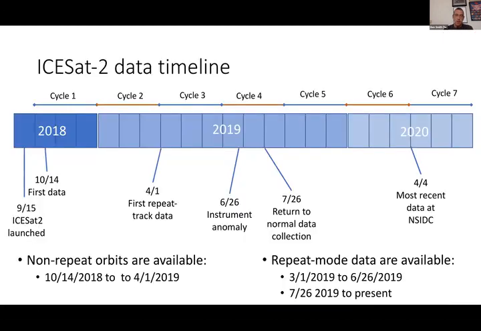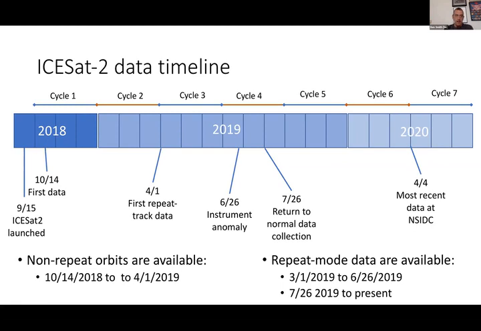So cycle 1 began shortly after ICESat-2 launched, September 15th of 2018. And then we've counted off a total of 7 cycles since then. The first data appeared a little ways into cycle 1. So that was October 14th of 2018.